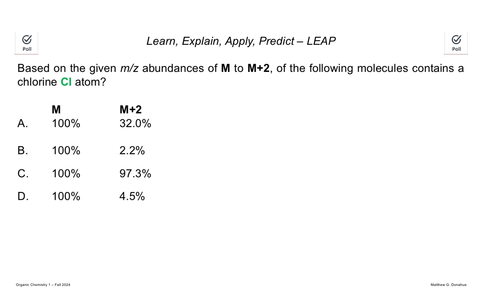Given those ratios, which would contain a chlorine? Chlorine has to have a 3-to-1 ratio of M to M plus 2. So they're the same ratios as before, so we can eliminate C. We see that A is the correct answer. We have a 3-to-1 ratio. And again, for chlorine, that's the chlorine 35 isotope, and the M plus 2 is chlorine 37.